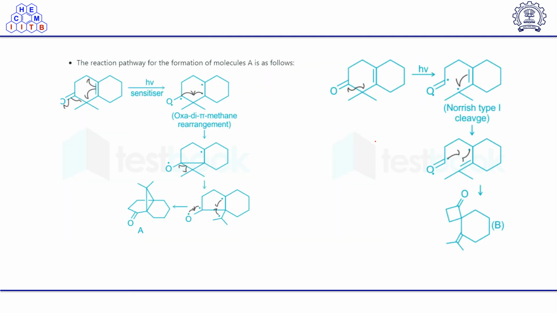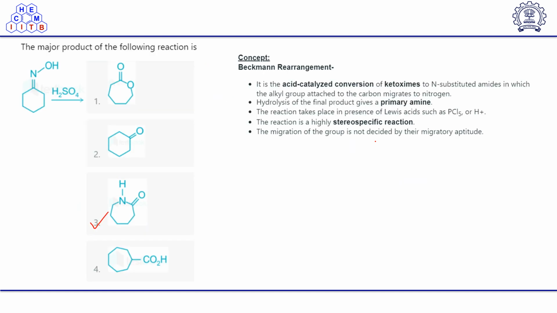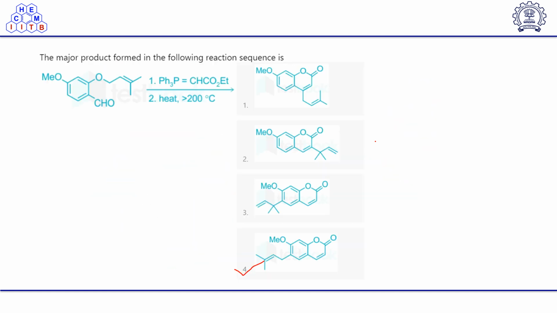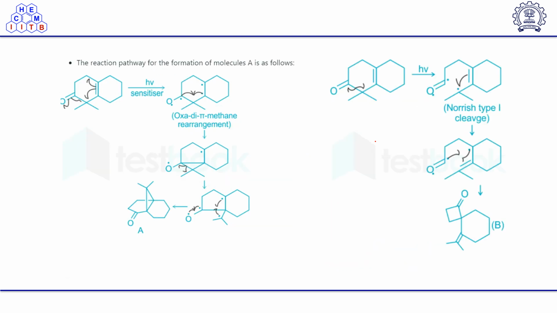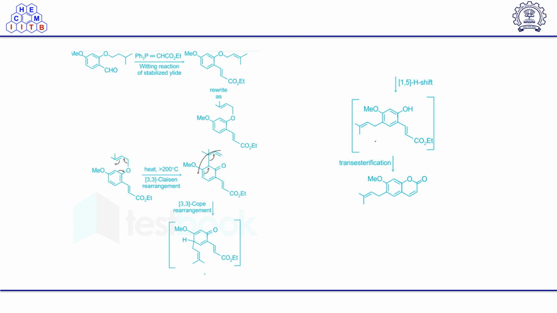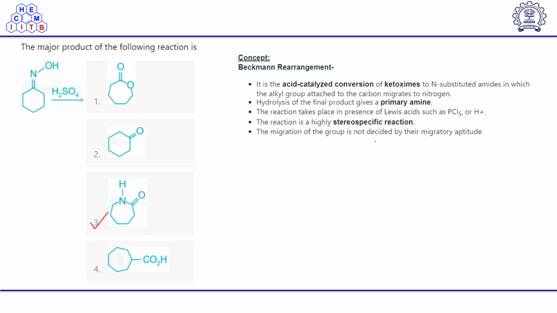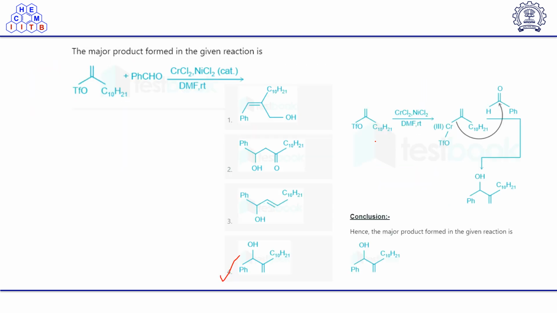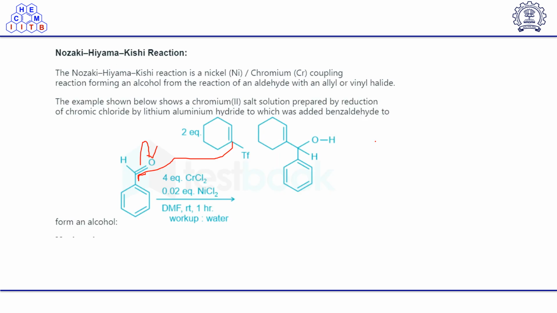Then we discussed 6 questions also. We also went through these reactions like oxa-di-pi-methane rearrangement, Norrish type 1 cleavage, Wittig reaction, Claisen rearrangement, Cope rearrangement, Beckmann rearrangement, then this Nozaki-Hiyama-Kishi reaction. So I hope today's content is clear to all of you.